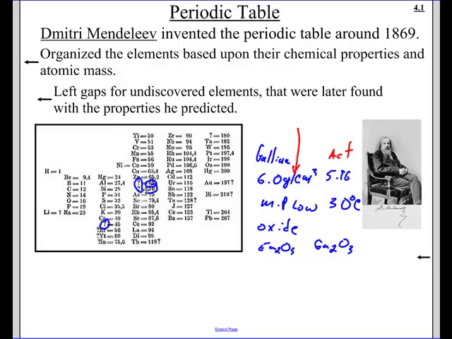So that was a big deal, and that, of course, meant that there must be something in this periodic table. However, there was a slight glitch. If you look at your periodic table, let's see if I have an example. You know what? I don't. Okay, we're going to have to do something here.